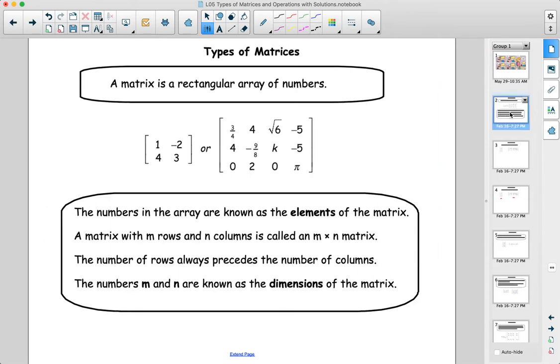All right, moving forward. Types of matrices. So, a matrix definition, and I probably should have done some of this at the very beginning of the unit, but better late than never. What is a matrix? It's a rectangular array of numbers. I'm giving you some examples here. The numbers in the array are called the elements. A matrix that has m rows and n columns would be called an m by n matrix. The number of rows always precedes the number of columns, and the numbers m and n are referred to as the dimensions of my matrix.